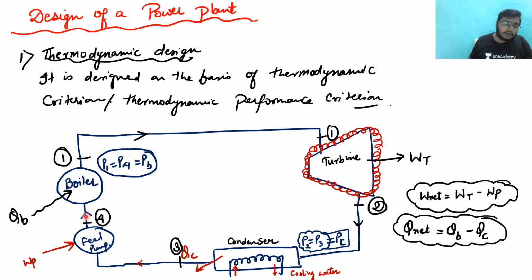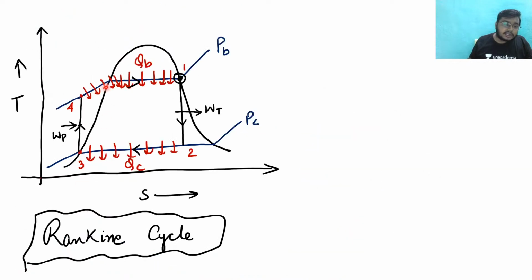Whatever water you are giving to the boiler, the boiler will heat the water from state 4 to state 1, right? So there is a continuous heating of this water, and that is QB, the heat given to the boiler. So I think this is clear to you. I think now the graph is clear to you.